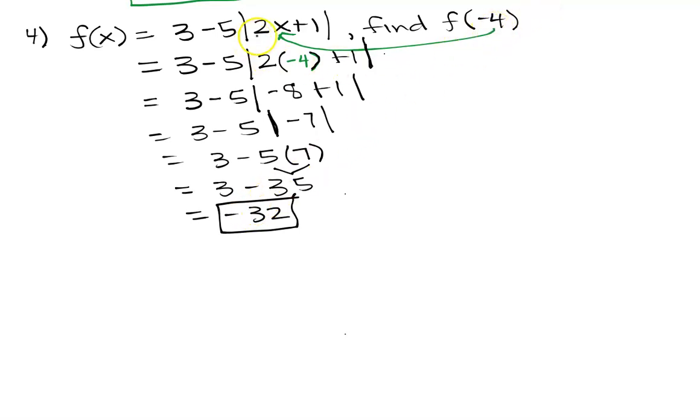So just plug in what they give us. f of whatever is basically saying this is the x value that I need to put in place of the x in the function.